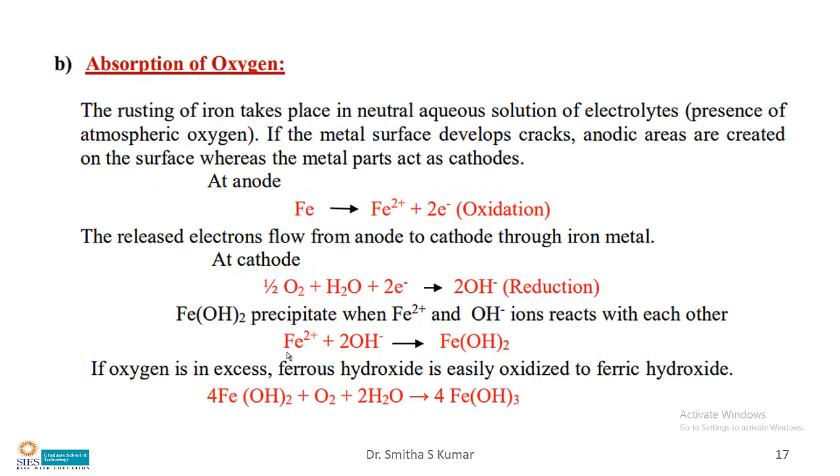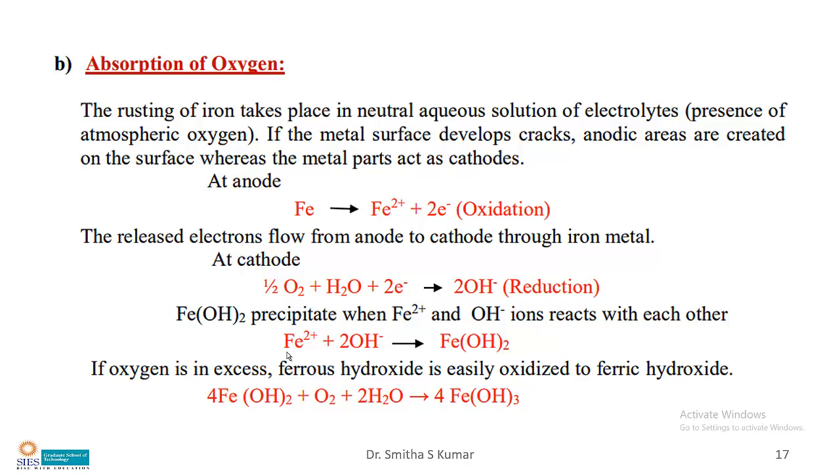At anode, iron metal dissolves as ferrous ions with the liberation of electrons. Fe to give Fe2+ plus 2 electrons. At cathode, liberated electrons flow from anode to cathode through iron metal where electrons are absorbed by dissolved oxygen. The cathodic reaction being half O2 plus H2O plus 2 electrons to give 2 OH-.